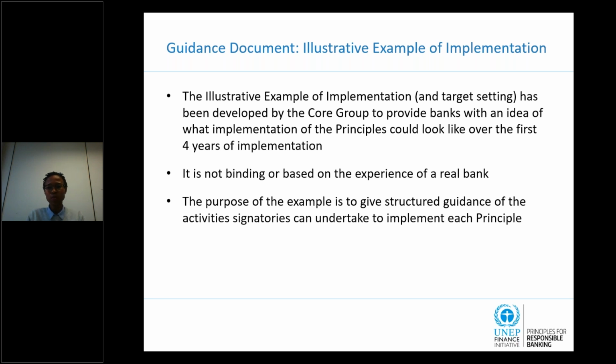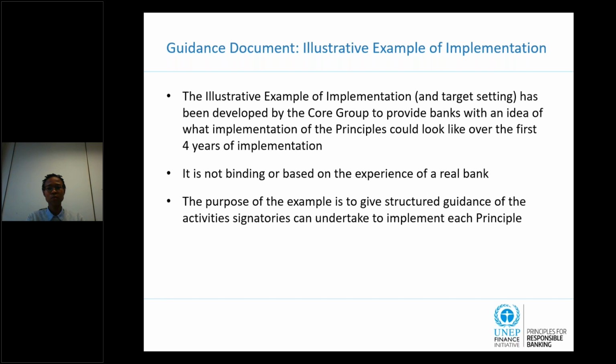This was developed by the core group, and it just gives you an idea of what implementation of the principles could look like over the first 4 years of implementation. As I think Marius has already indicated, it's not binding, and nor is it based on the experience of a real bank. And the purpose of the example is to give structured guidance of the activities signatories can undertake to implement each principle.